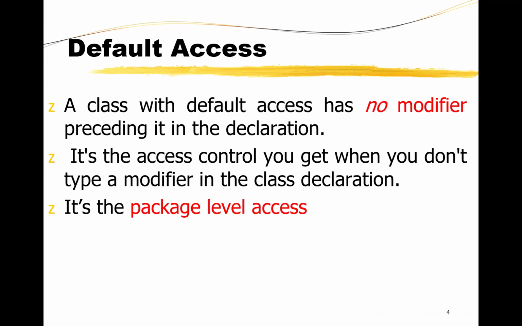Therefore, for a class you can have only default or public. If it is default, you don't use any access modifier in front of the class name, so you get the access within the package only. Therefore, you call it package level access. All the classes within the package can access. That is what you call package level access. Right, then let's see.